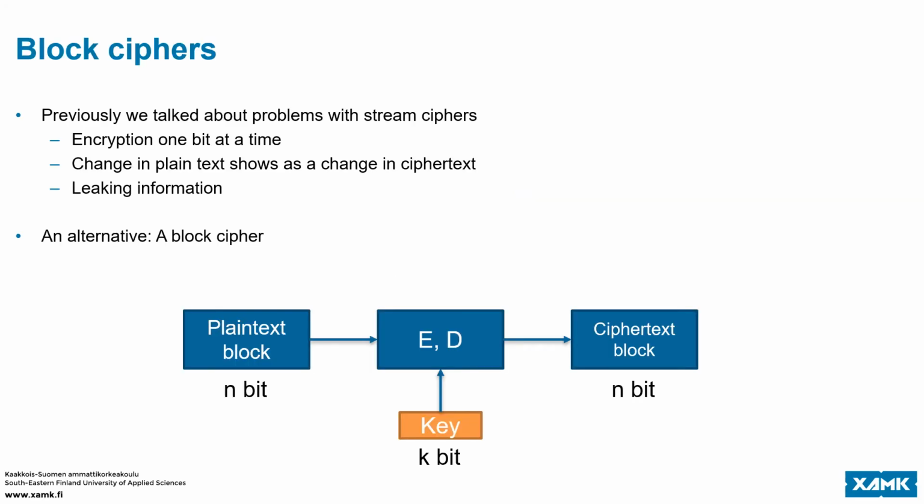Previously, we talked about problems with stream ciphers. Those were encryption that works one bit at a time. Changes in the plain text can show as a change in the ciphertext, and overall this can lead to some information leakage in certain situations, of course. So all in all, stream ciphers are not ideal.